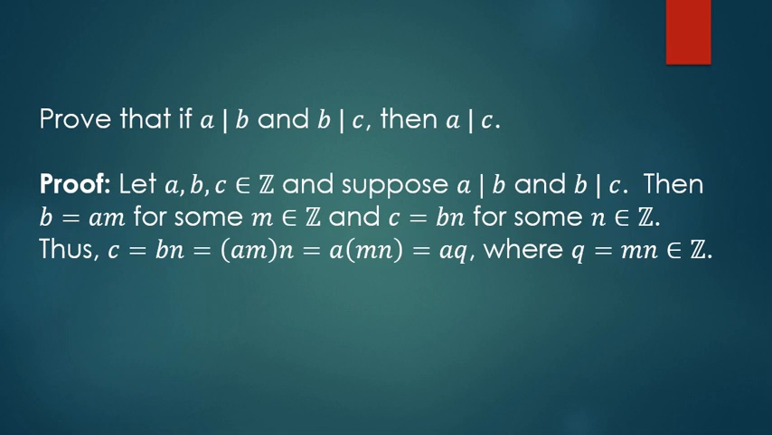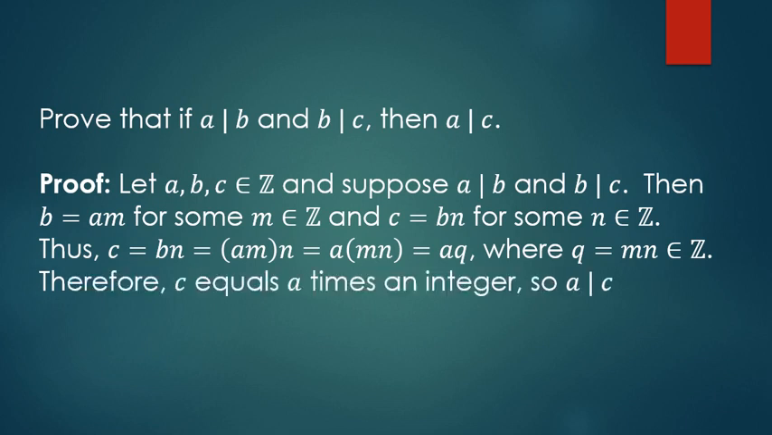So I now have C equal to A times some whole number. Here I called that whole number Q. You could have called it P. You really could have called it whatever, as long as you didn't use A, B, or C, or M, or N. Any other letter, though, doesn't matter. So I've shown that C is A times some whole number, which means that by definition, since C equals A times some whole number, that is the definition of A divides C. So we have reached our conclusion. We've shown that this is true.